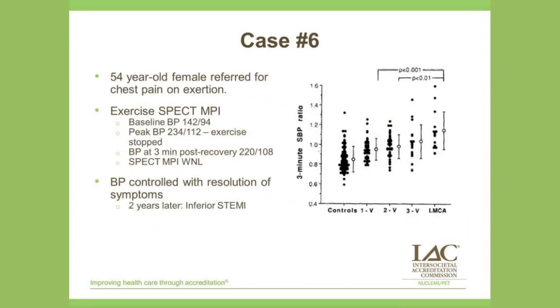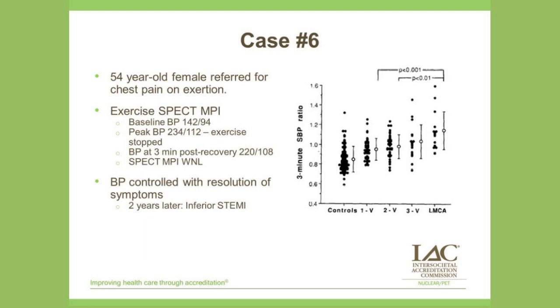So case number 6, a 54-year-old female referred for chest pain on exertion. She underwent exercise SPECT MPI, and at baseline, she was a little hypertensive at 142/94. And at peak, she was fairly markedly hypertensive, 234/112. And because of that high blood pressure, her exercise was stopped. At 3 minutes post-recovery, she was still fairly substantially elevated at 220/108.